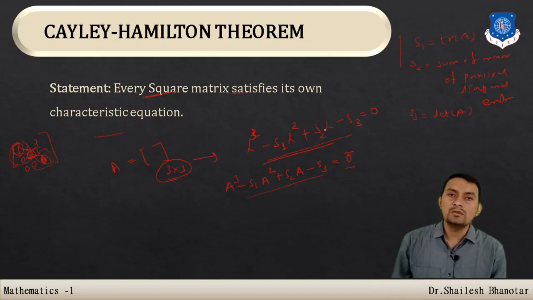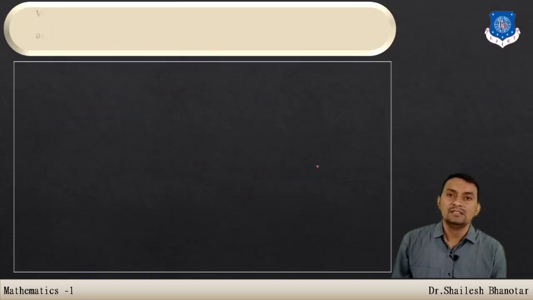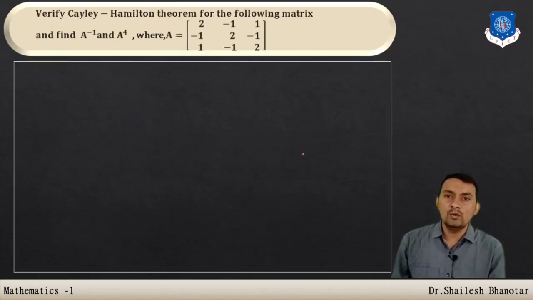If we replace s1, s2 and s3, then it will be the characteristic equation of the square matrix. But the Cayley-Hamilton theorem says that if this characteristic equation is satisfied by matrix A, then only can we say that the Cayley-Hamilton theorem is verified. So let us see the first question: verify Cayley-Hamilton theorem for the matrix A, and also find A inverse as well as A raised to 4.